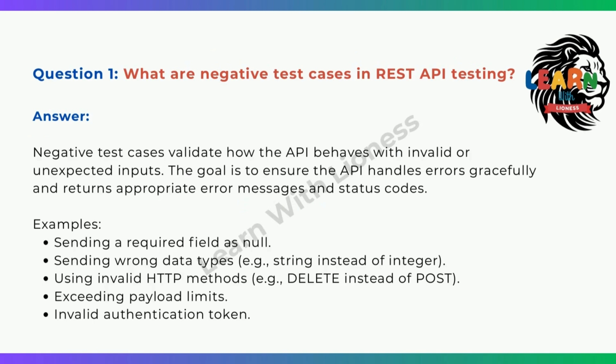Question 1. What are negative test cases in REST API testing? Answer. Negative test cases validate how the API behaves with invalid or unexpected inputs. The goal is to ensure the API handles errors gracefully and returns appropriate error messages and status codes. Examples: sending a required field as null, sending wrong data types, for example a string instead of an integer, using invalid HTTP methods, for example DELETE instead of POST, exceeding payload limits, invalid authentication token.